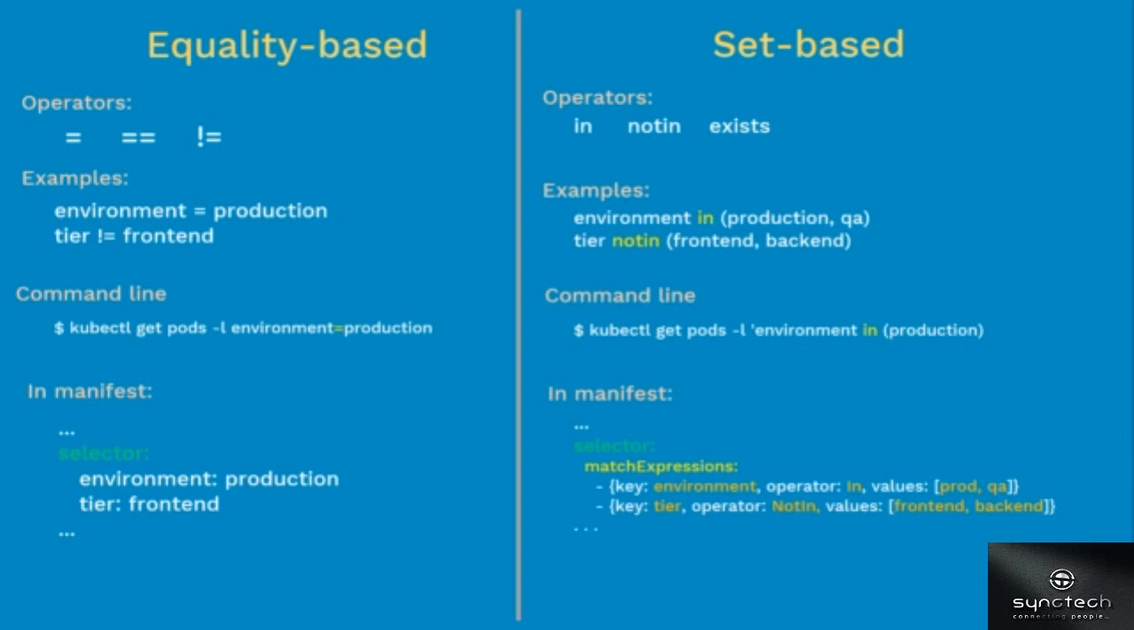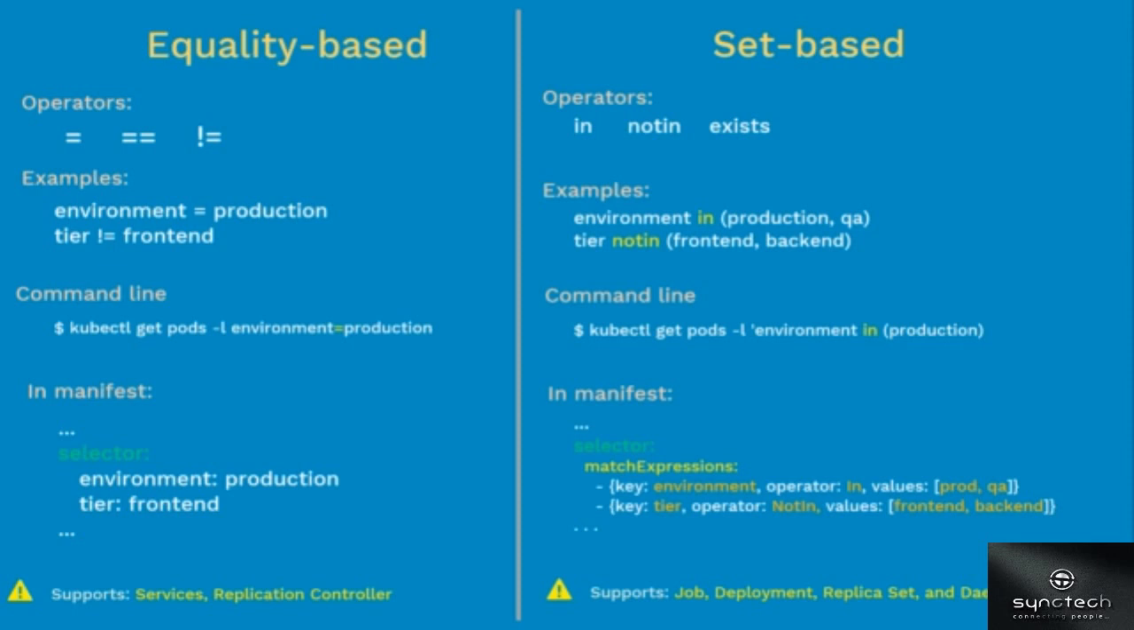If you look at this at a very high level, you will get 2 points. Equality based selectors are easy to use and understand, but less powerful than set based selectors. Whereas set based selectors are a bit complex, but more powerful than equality based selectors. So which one to use? It depends on your requirement. But if you're just starting to learn about Kubernetes, practice with equality based selectors. And once you're comfortable with it, then you can start using set based selectors as and when needed.